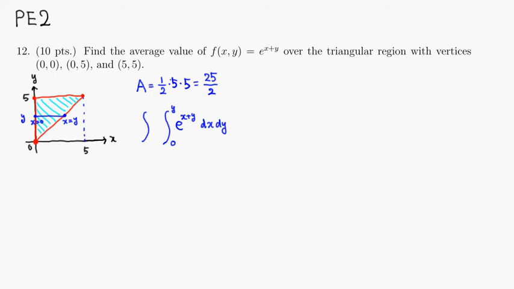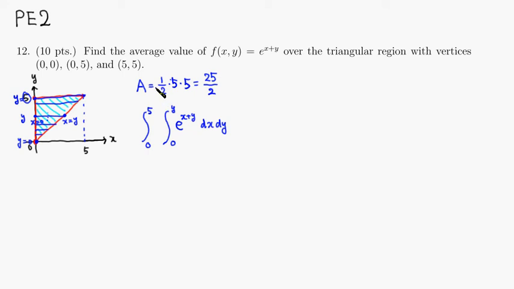Once you've done that, y is going to start from 0, and you keep on doing this until you can swipe the whole triangular region. So you can see that y is going to start from 0 and end at 5. So it's going to be 0 to 5.